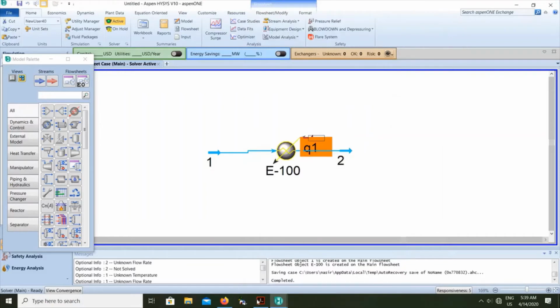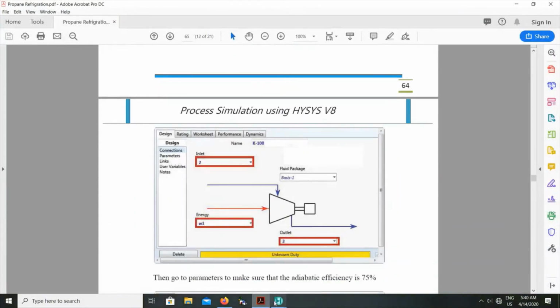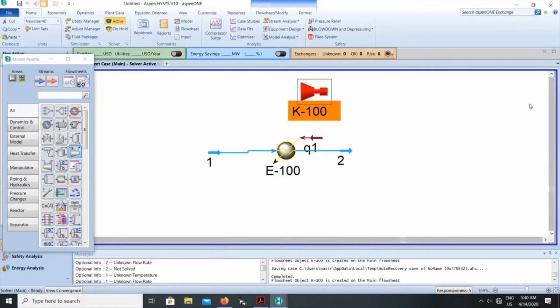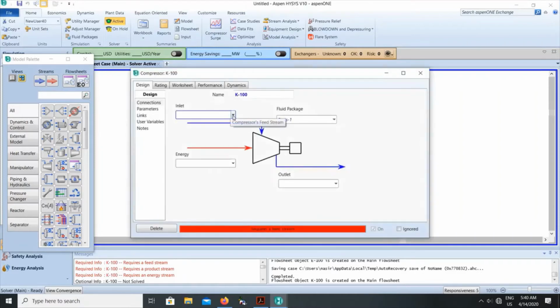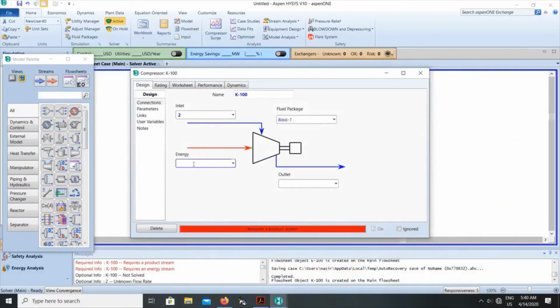Now after this, because everything is converted into vapor, you can compress it. So you need to use a compressor. Once you click on the compressor, you put it here. You open up the compressor, and the outlet of the evaporator will be the inlet to the compressor. This energy stream will be called W1, and the outlet will be the third stream.